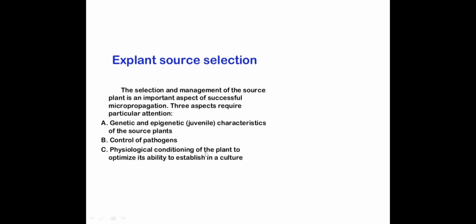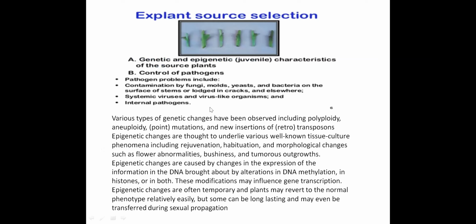Physiological conditioning is also important. Some plants grow well in any season. Some plants grow well only in hilltops. Some plants will grow well only in desert. So in that case, physiological conditioning is also important. So when we are talking about the genetic and epigenetic characteristic, among the various types of genetic changes, you have polyploidy, multiple, increased number of copies.